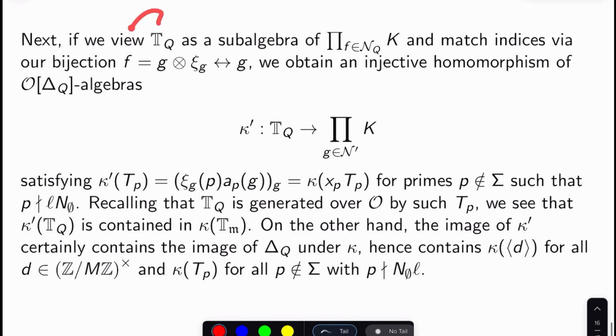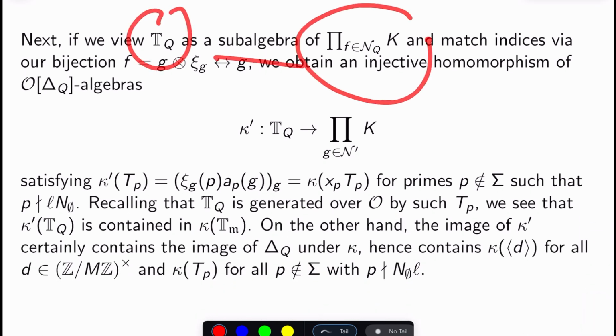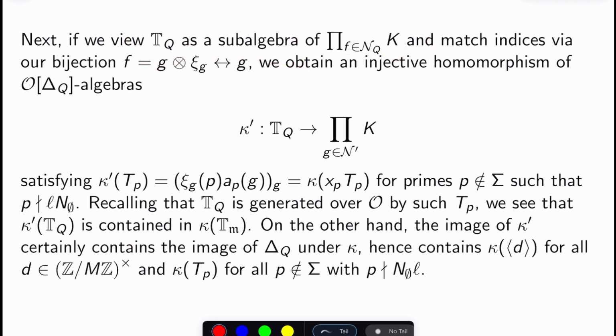Next, if we view T sub Q as a subalgebra of the product over f in fancy N sub Q of K, so one factor of K per f, and match indices via our bijection from before in this video that sends G to G tensored up to C sub G. We're going to call this tensor product here just F. And so this is the new notation for that bijection.